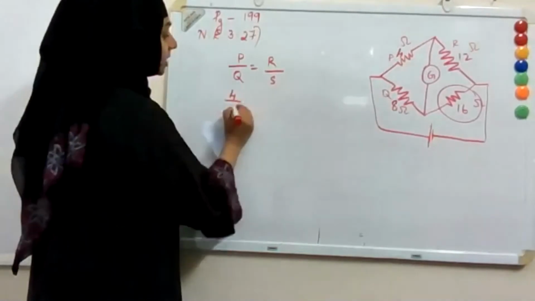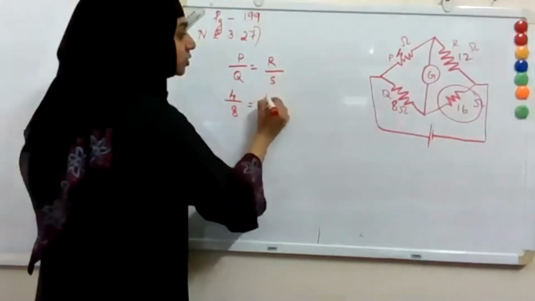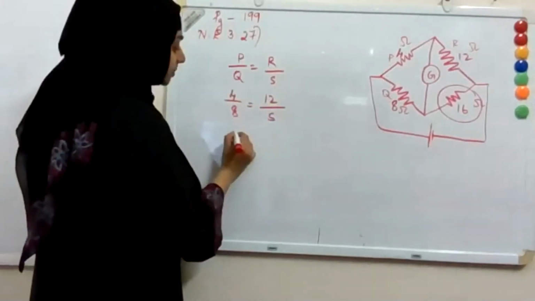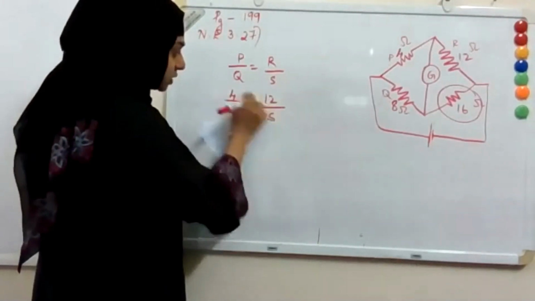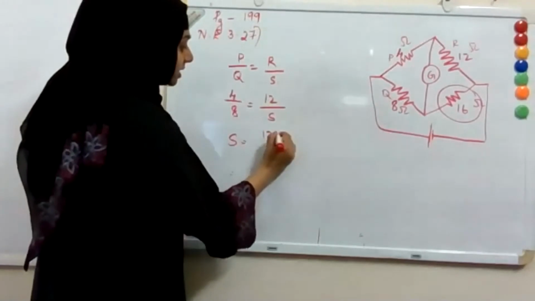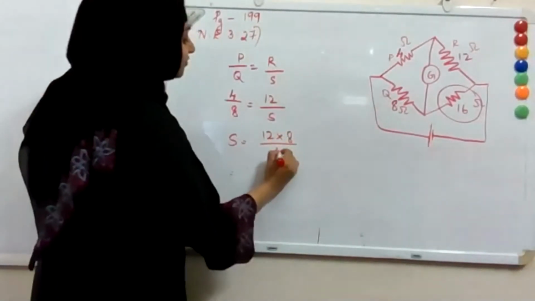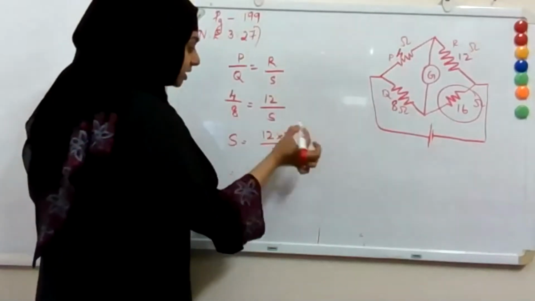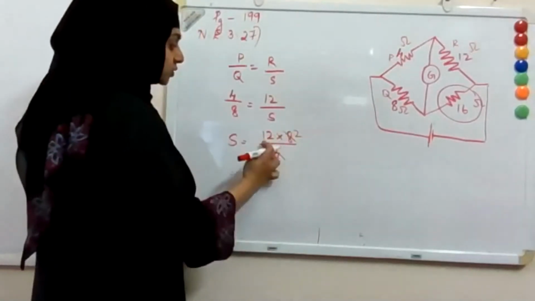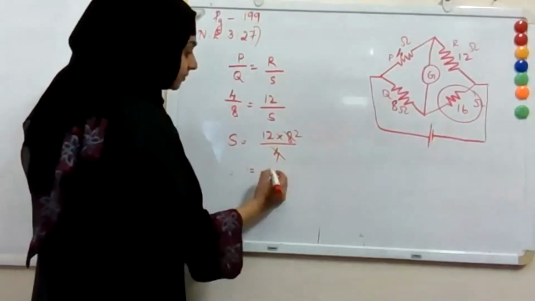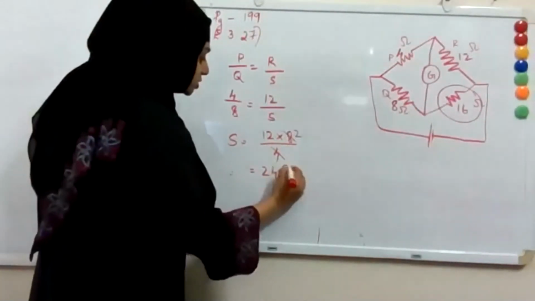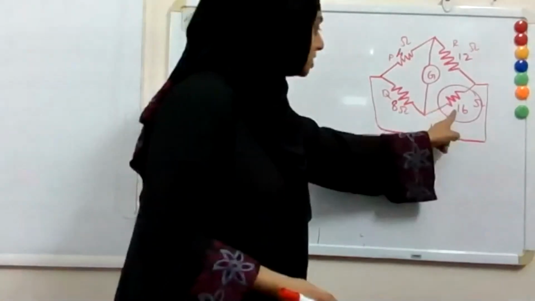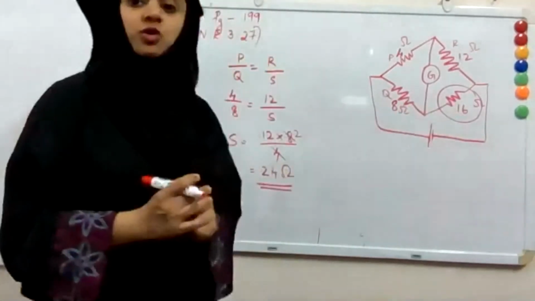So 4 by 8 is equal to 12 by S. By cross multiplying, you have S is equal to 12 times 8 divided by 4. I can cancel 4 here. This is 2 times, so 2 times 12 is 24. So how can we change the 16 ohms to 24 ohms?